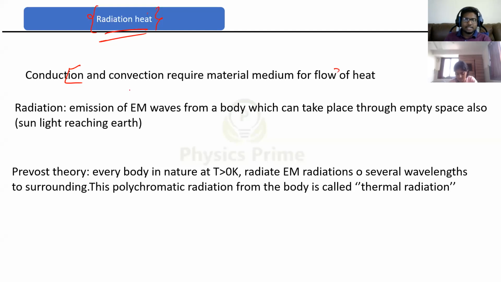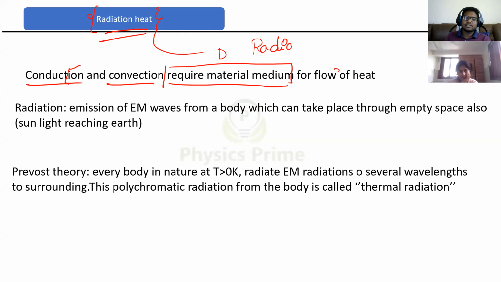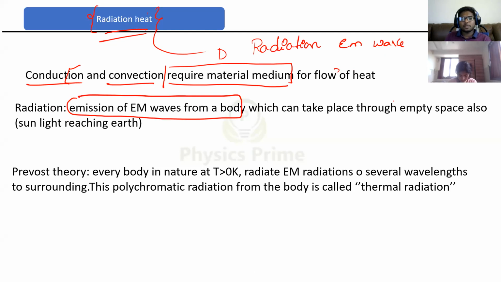So whereas conduction and convection actually require a material medium, radiation does not require it. Radiation happens in the form of electromagnetic waves. Radiation is the emission of electromagnetic waves from a body, which can take place through empty space also. That means no medium is required. Vacuum. Example, sunlight reaching the earth.